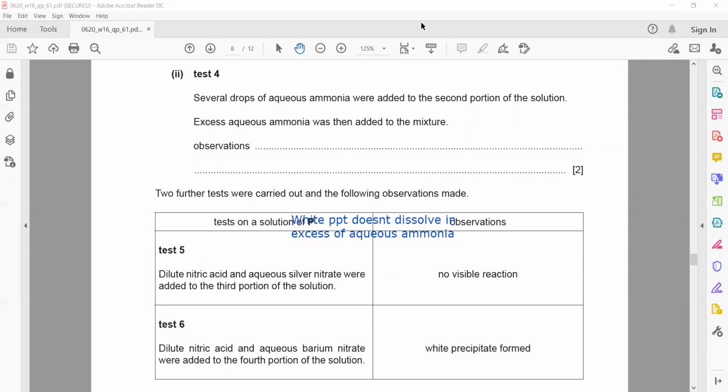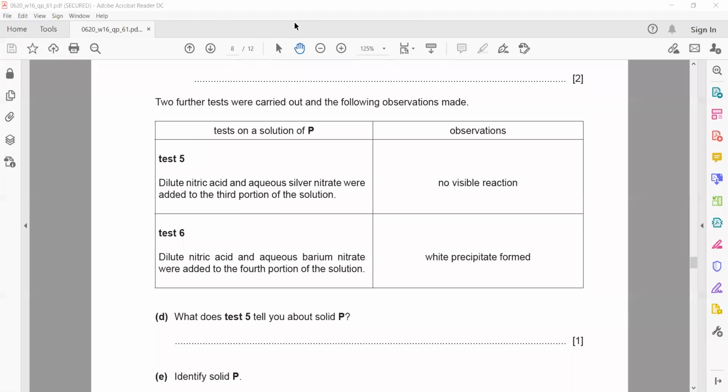Then two further tests were carried out and the following observations made. Test 5, dilute nitric acid and aqueous silver nitrate, no visible change. This is a test for halide. It means there is no chloride, bromide or iodide. These ions are absent, that's why there is no visible change. Dilute nitric acid followed by barium nitrate. This is a test for sulfate ion, white precipitate.